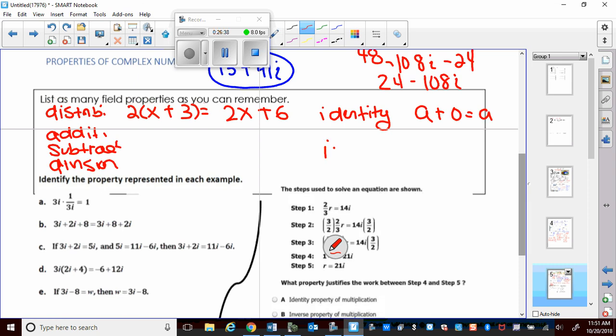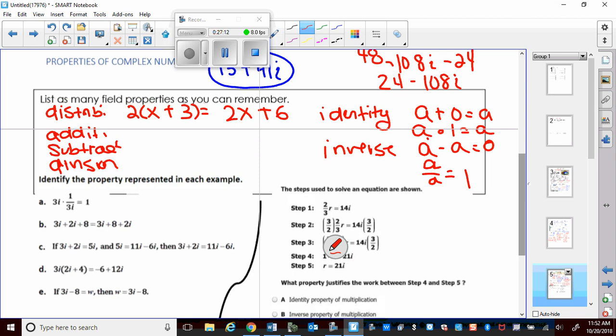The inverse, on the other hand, you're getting rid of a number. You might say a minus a equals 0. That's for addition anyways. Identity for multiplication is a times a number equaling itself. Inverse for multiplication is a divided by a equals 1. Okay, so we're going to be looking at properties. So identify the properties represented below.